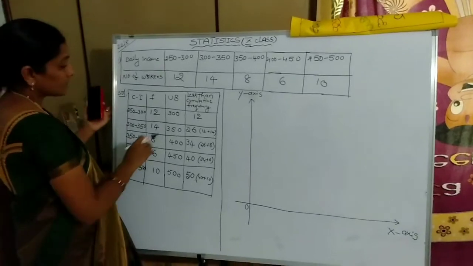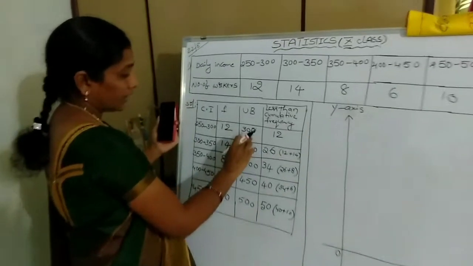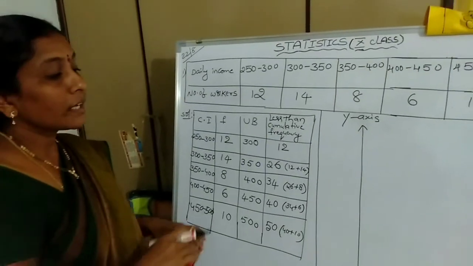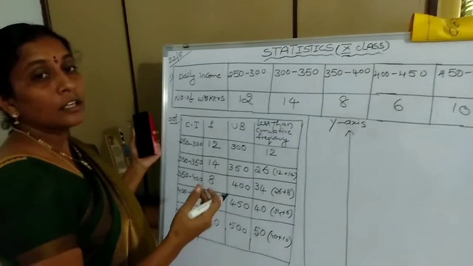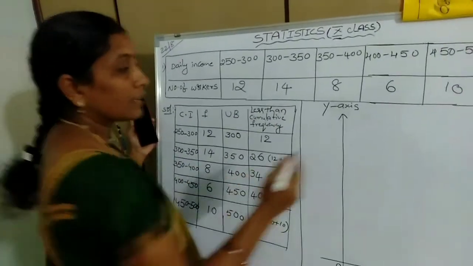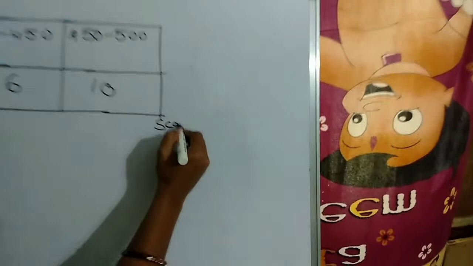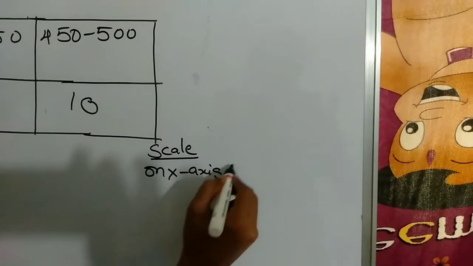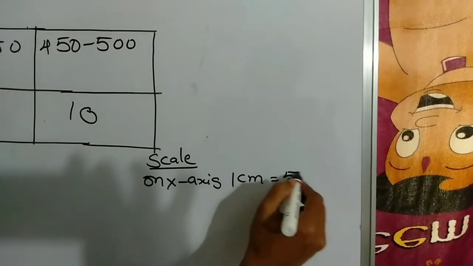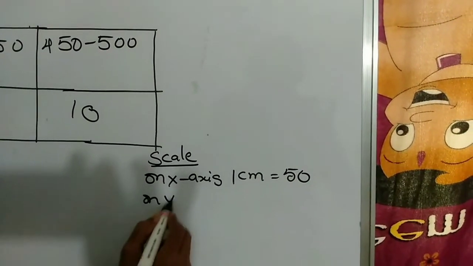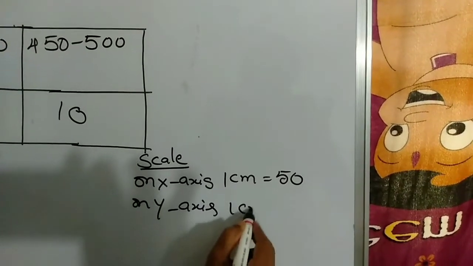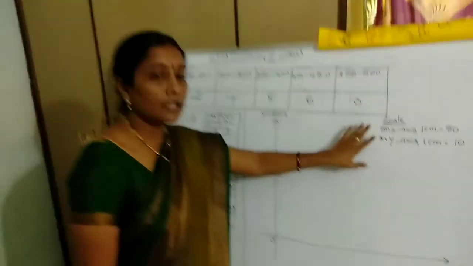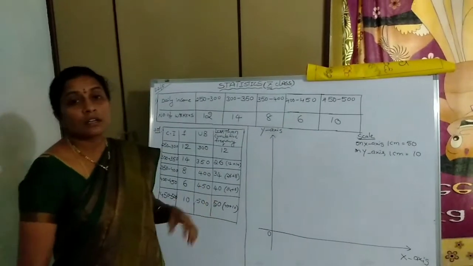What are the upper boundaries in our table? 300, 350, 400, 450, 500 are the upper boundaries. We can take a convenient scale to draw the diagram. So I can take the scale as: on the x-axis, 1 centimeter equals 50 units. On the y-axis, 1 centimeter equals 10 units. We can take a convenient scale to construct the graphical representation.